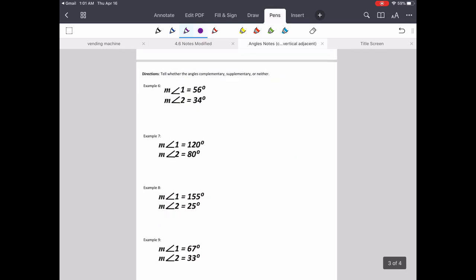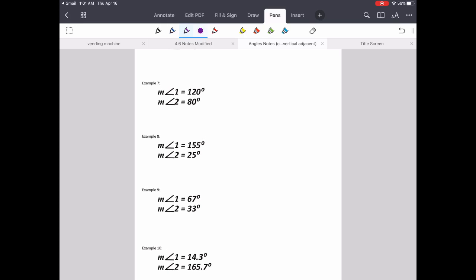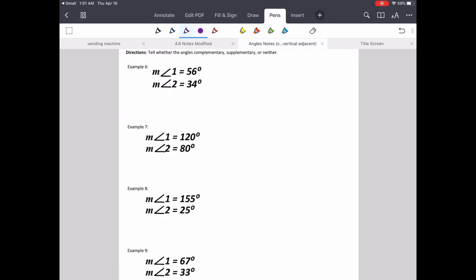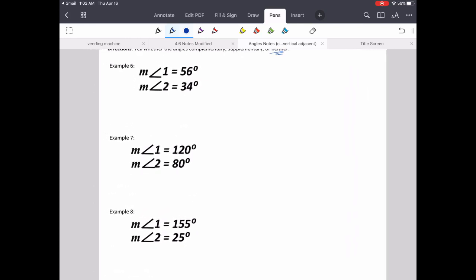Okay, for this next part, why don't you go ahead and just pause the video and just rattle these off on your own. And all you have to do is tell whether the angles are complementary, supplementary, or maybe they're neither. In case you're wondering, they're complementary, you know that they add up to 90 degrees. You know they're supplementary if they add up to 180 degrees. And we know that they're neither if they don't add up to one of those numbers.